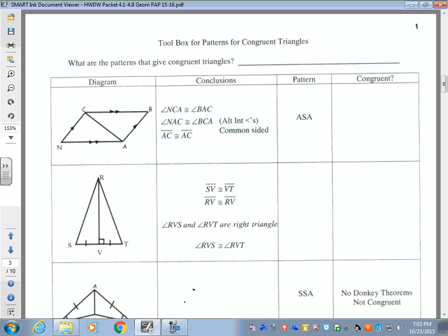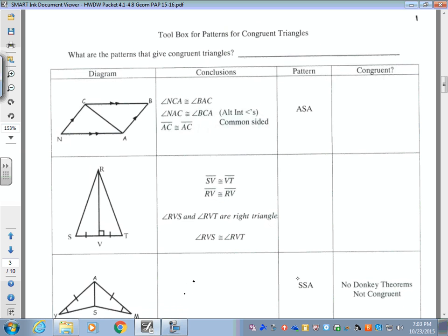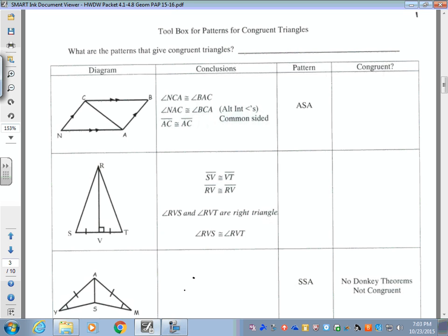Alright, so part of this toolbox is to help you find the patterns and determine if the triangles are congruent. There's some things that are going to happen very often that are common. You're going to use prior knowledge with parallel lines to help you do some of your problem solvings, and also with our properties that we did in the first 6 weeks. So they made the following conclusion.